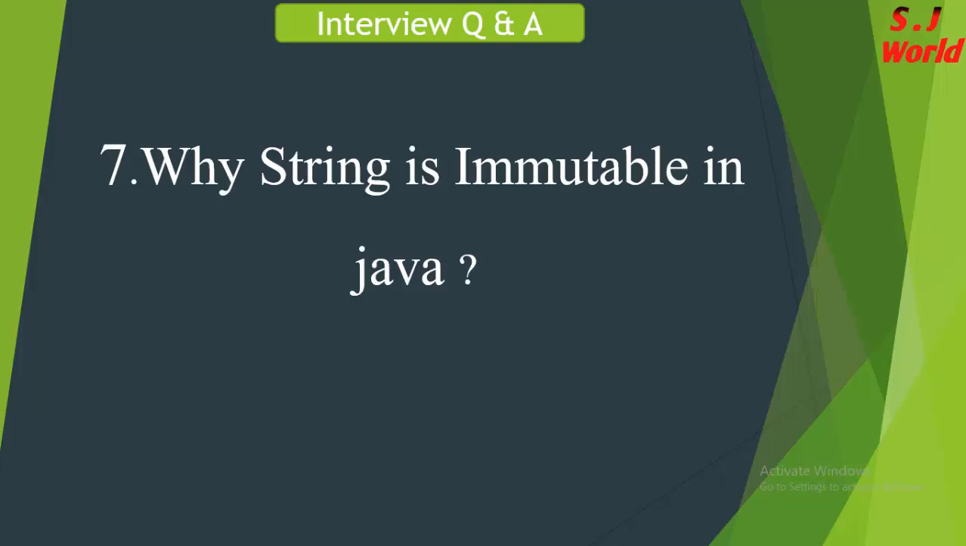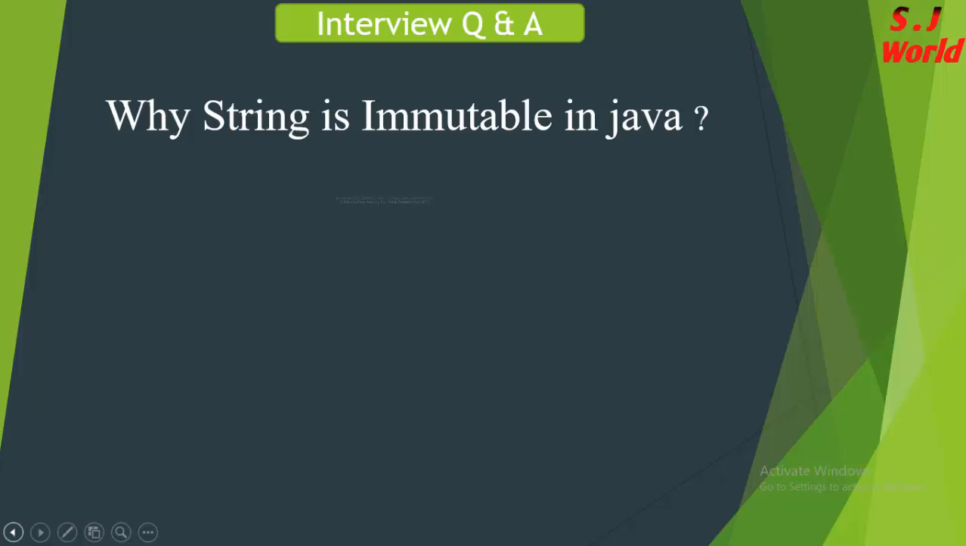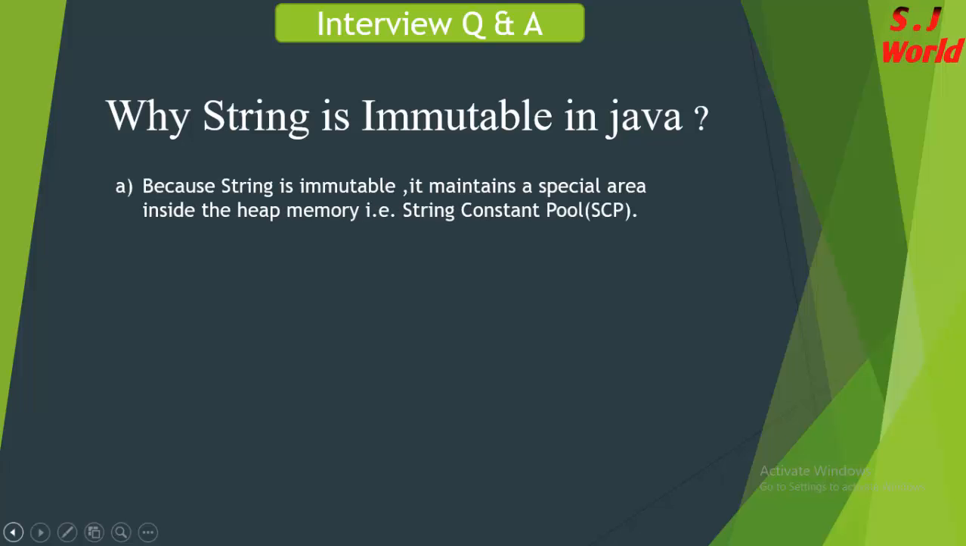To store the string literal value, the JVM creates a special memory inside the heap area that is called the string constant pool. Every string literal is stored in the string constant pool only. If any other string is created with the same literal value, it will not occupy other space in memory, but will refer to the same object. So the first benefit is that it maintains a special area inside the heap memory, the string constant pool.